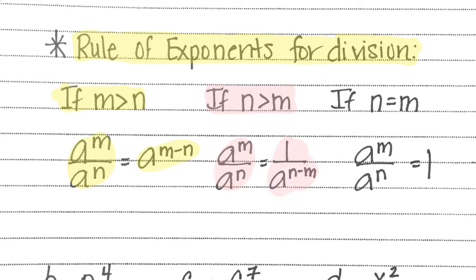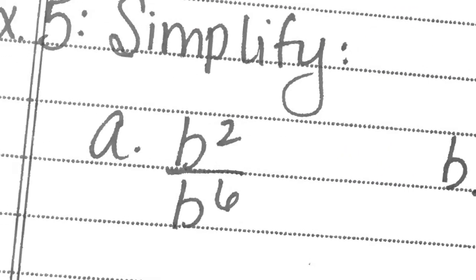So notice we're putting it where the greater number is. In this case, n was greater, so we're putting it on the bottom. In this case, m was greater, so we're putting it on the top. And if they're equal, they are just going to equal 1. So let's knock a couple of these out.